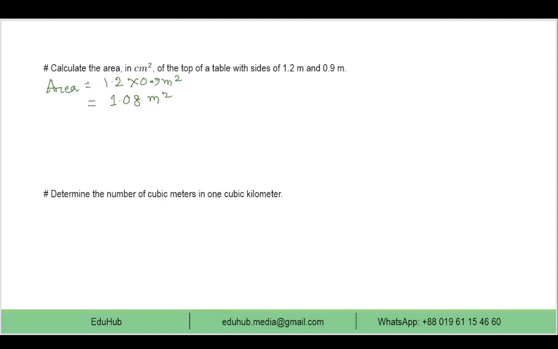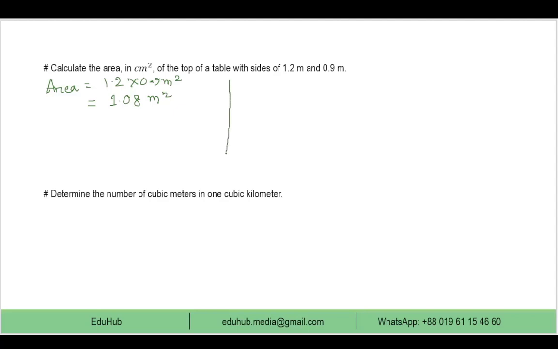Here area is a physical quantity. We can see that the area has a numerical value and a unit. The unit is most important. After solving this problem, we will also see the importance. So let's solve.